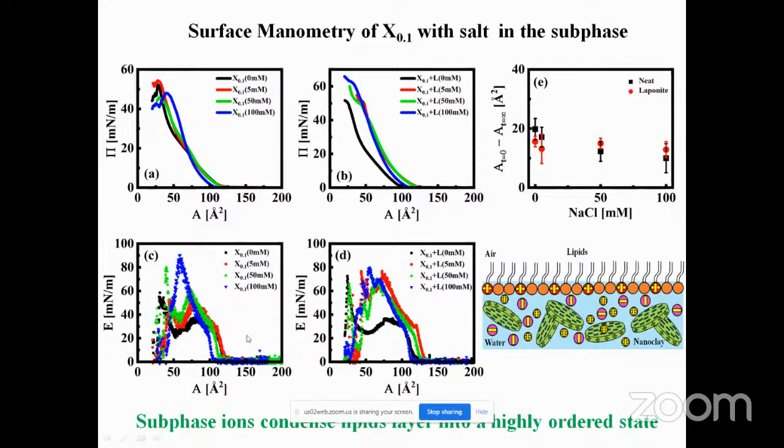Talking about stability, this stability is represented as a function of elastic modulus. As you can see, as we increase salt concentration, the modulus increases. In a Laponite-free medium, with an increase in the salt concentration, the modulus increases monotonically, and 100 millimolar salt concentration in the subphase gives almost twice the modulus compared to no salt. That means the stability is increasing as we increase the salt concentration.